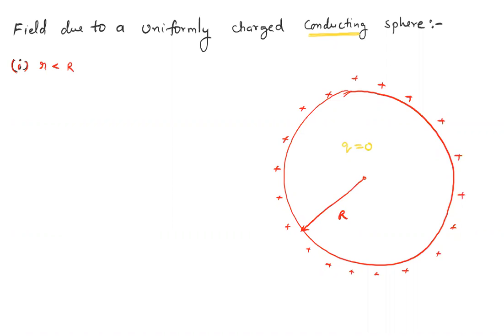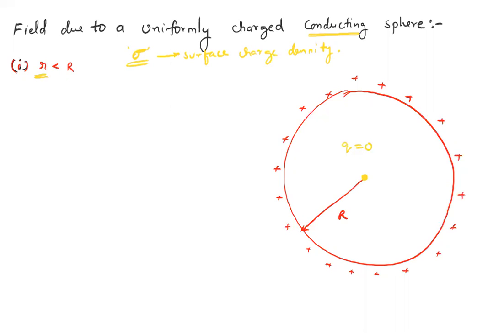Now it is a sphere whose radius is capital R, and the surface charge density of the sphere is sigma. Now I would like to find the electric field intensity at a point P, which is at a distance small r from the center of the sphere.